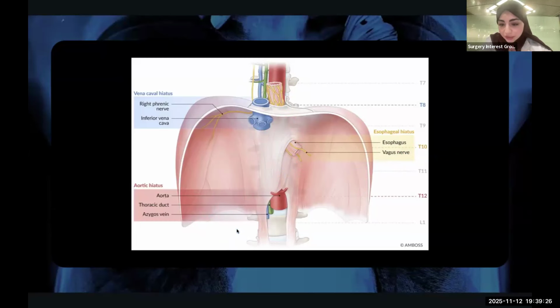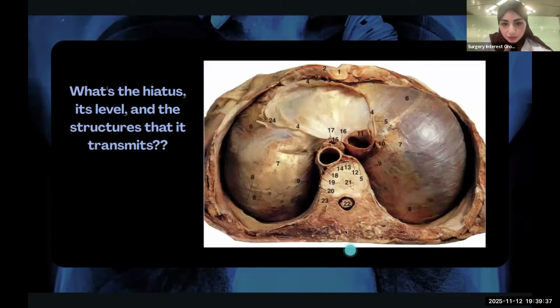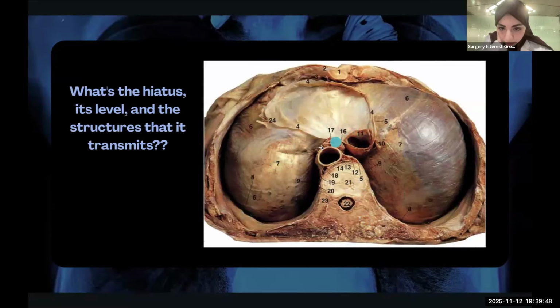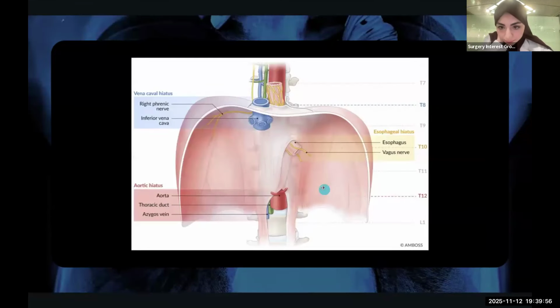Make sense so far? Guys, this is very, very important. You must memorize all of these, and the levels, very important. Some way or another, they'll ask you about it. And, okay. Next, I want you guys to identify this on the cadaver. And I'll give you easy ways after to identify everything. What's each level? What's the level and what are the structures that pass by? T8, T10, and T12, yep. And again, know which one is for what. So T8 is going to be for my vena cava, T10 my esophagus, and the aorta is going to be T12.